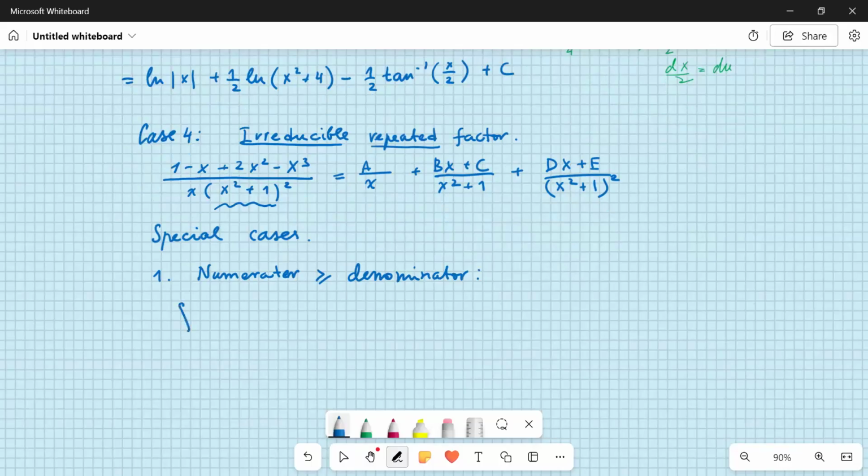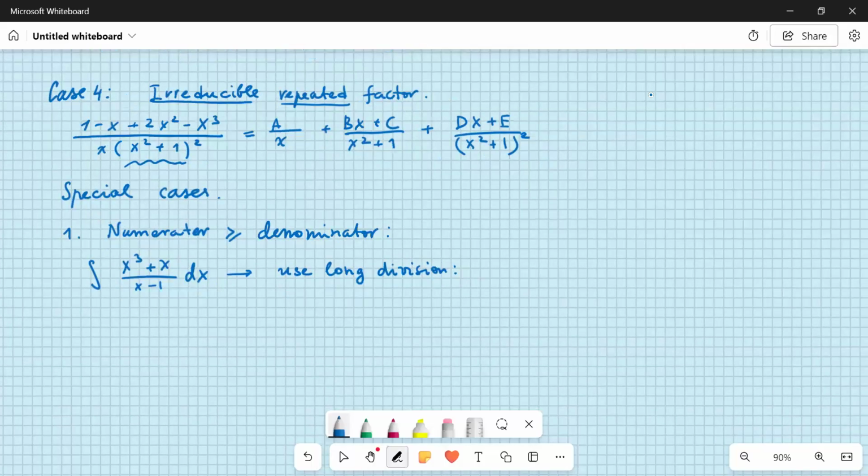For example, we have the integral of x cubed plus x over x minus 1 dx. You see that the power of the denominator is 1 and the power of the numerator is 3, so it's obviously greater. What should we do, guys? We can always perform a long division. Use long division. Let me remind you how long division looks. You are going to copy your expression in the numerator, x cubed plus x.